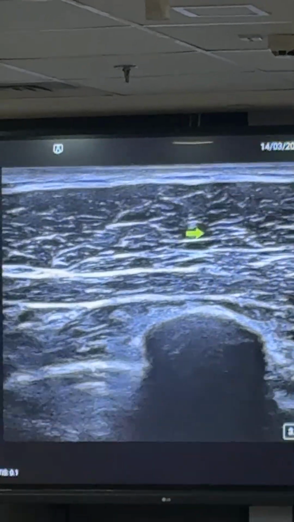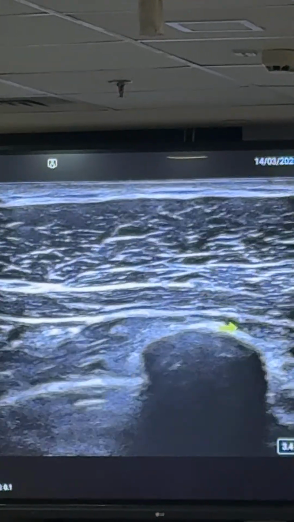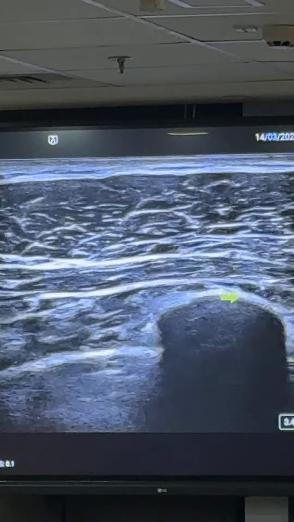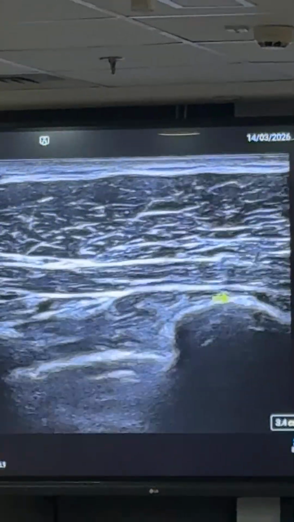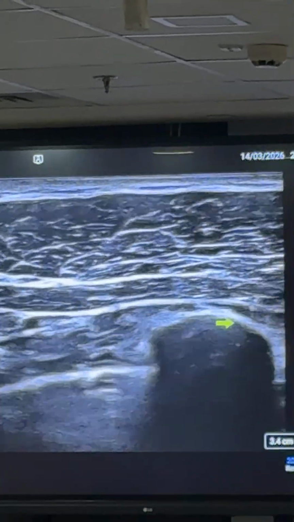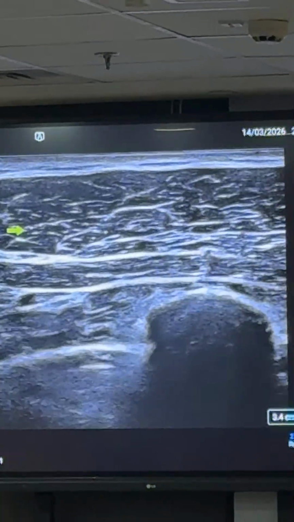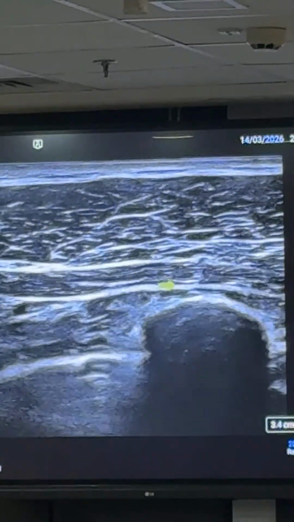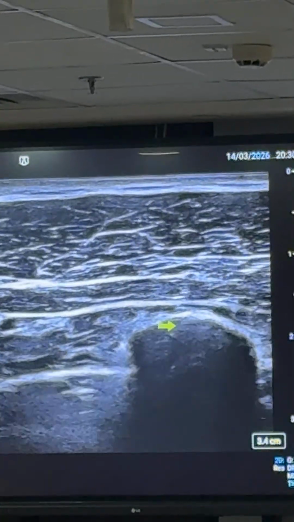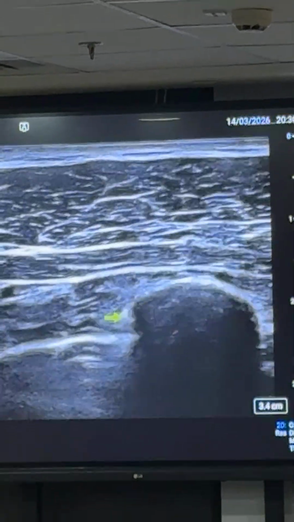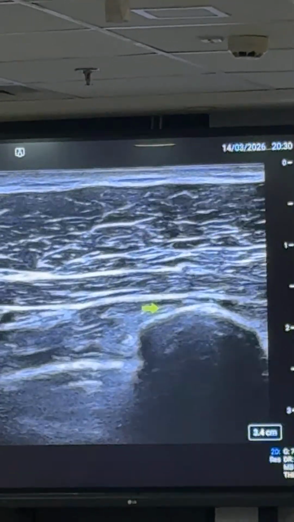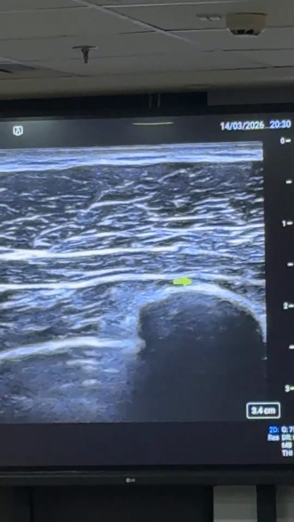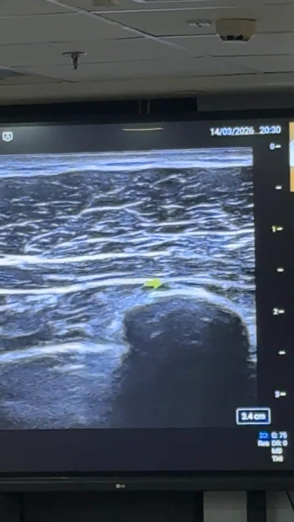Here I can just float the probe. My needle is coming from cranial to caudal. I can see this plane. You can deposit by just hitting the rib, so it is always safe that you can see there is a rib right there. Your needle is coming here, so even if you hit this, you are not going to hit the pleura. You can deposit over here or at this plane, just below the pec minor.